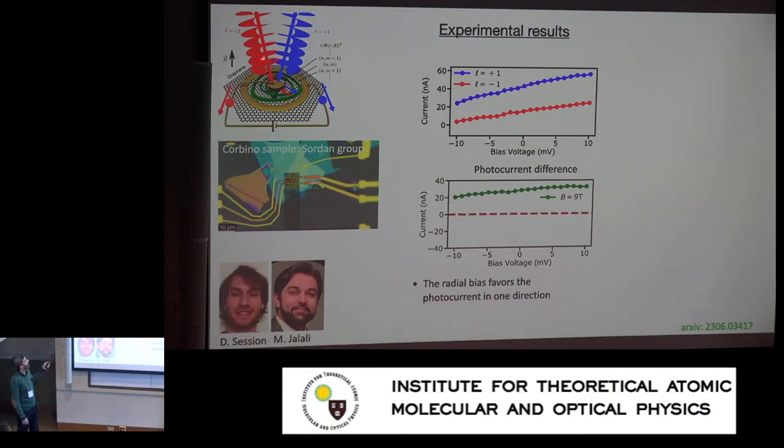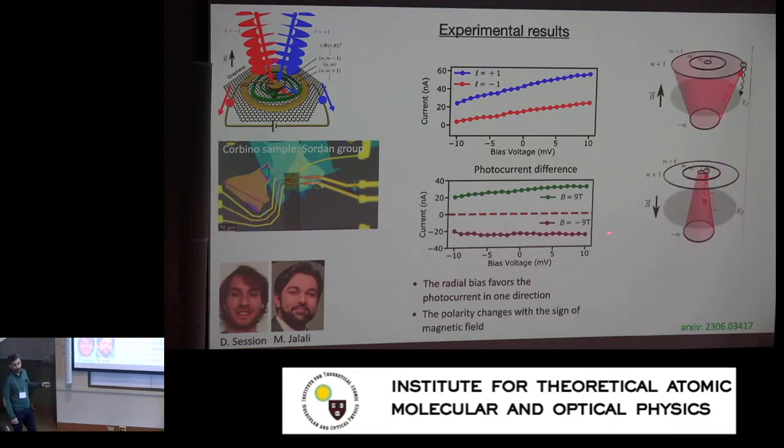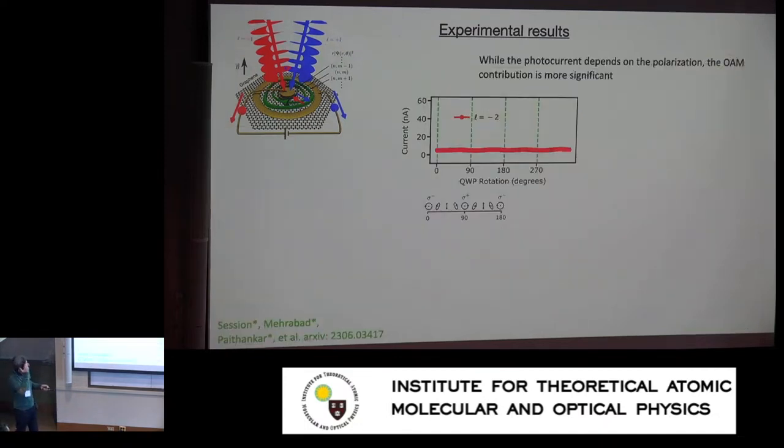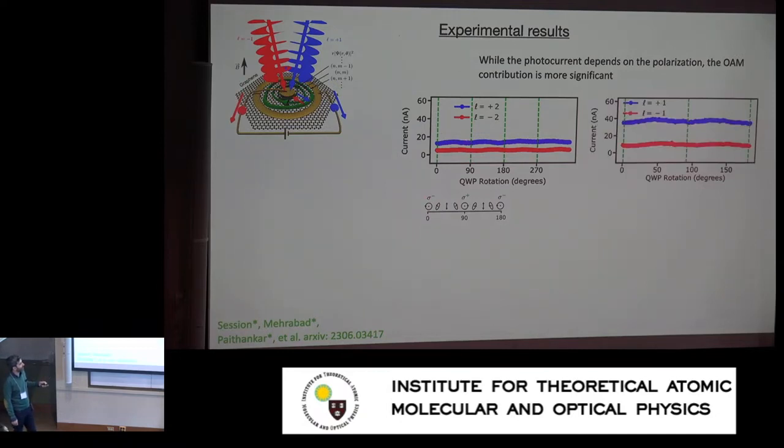But you can keep the same profile, but then flip the magnetic field. And then you will see that the photocurrent will change. So certainly it's not just about calibration. One can also do more control experiments to look at whether this is due to polarization or due to the angular momentum. You can change the polarization of the system, go from circular polarized to linear polarized, and then you see again the offset remains the same.